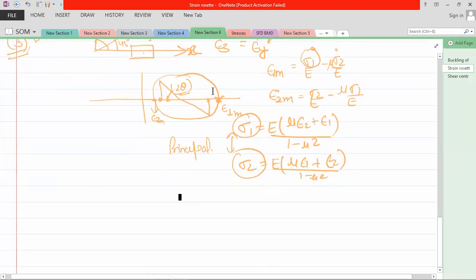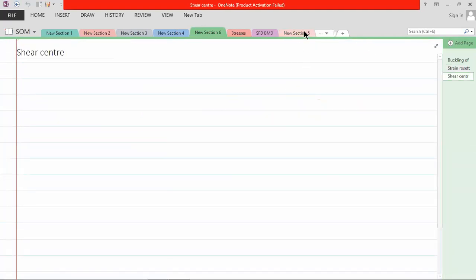So these are strain rosette questions that I want you to remember, and this will help you in solving the question. Now I am going with the shear center concept. So these three particular topics remained in the syllabus. So what is shear center?